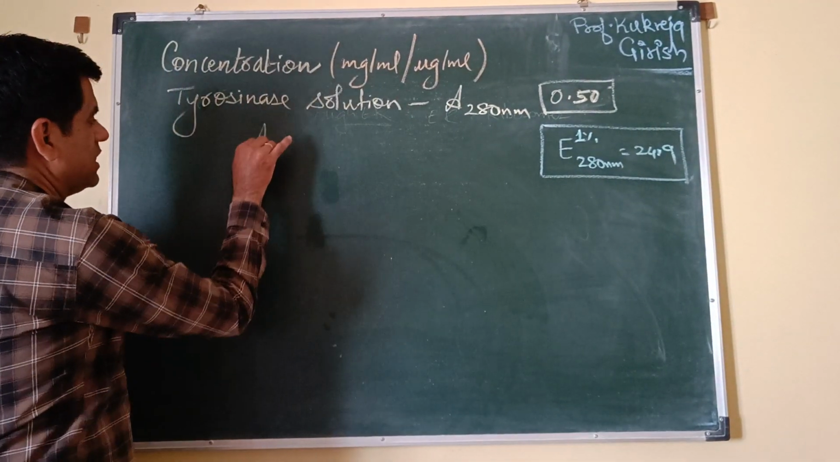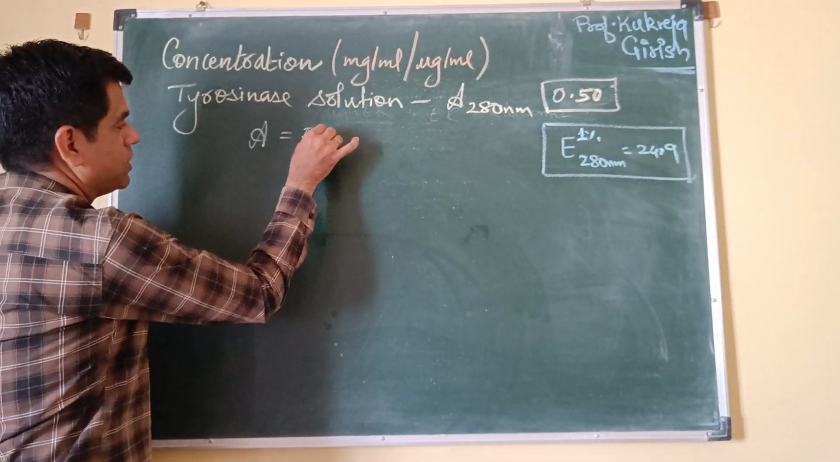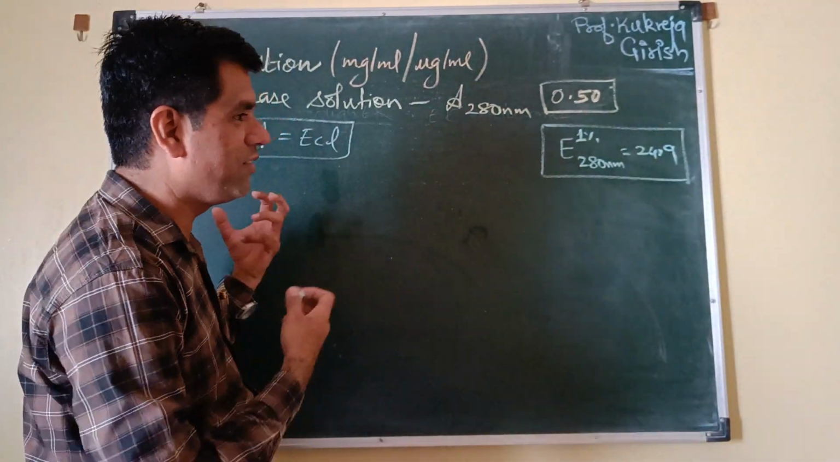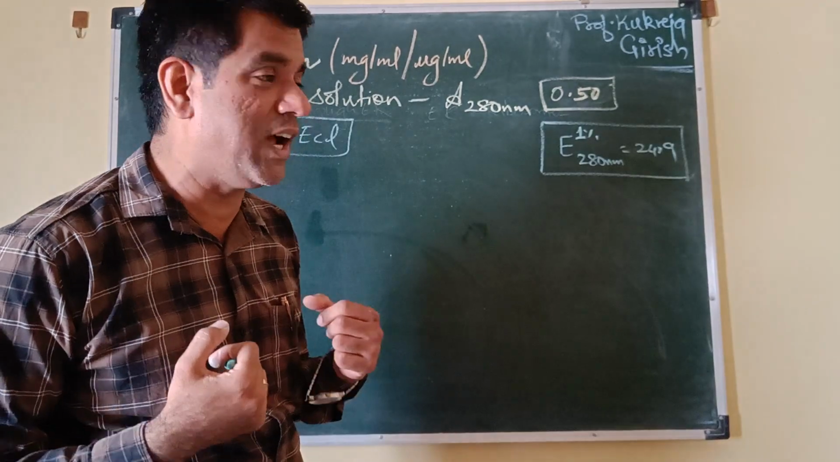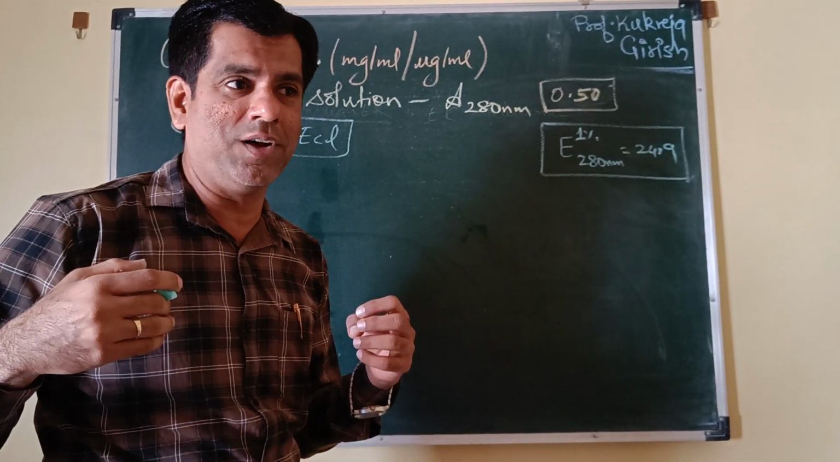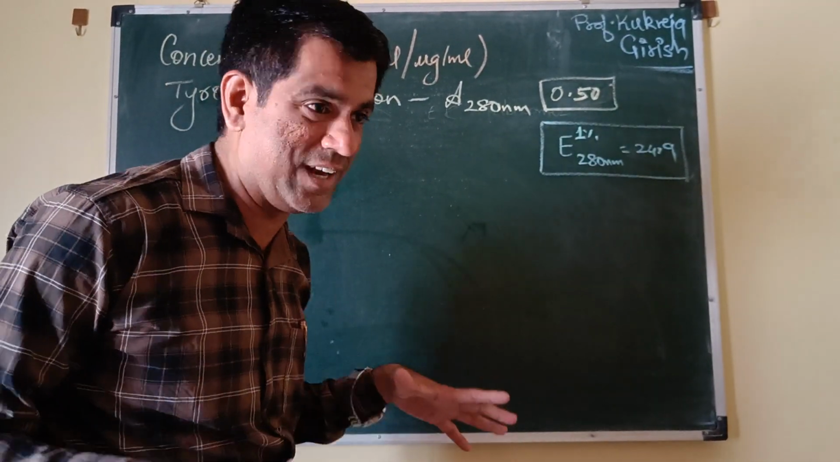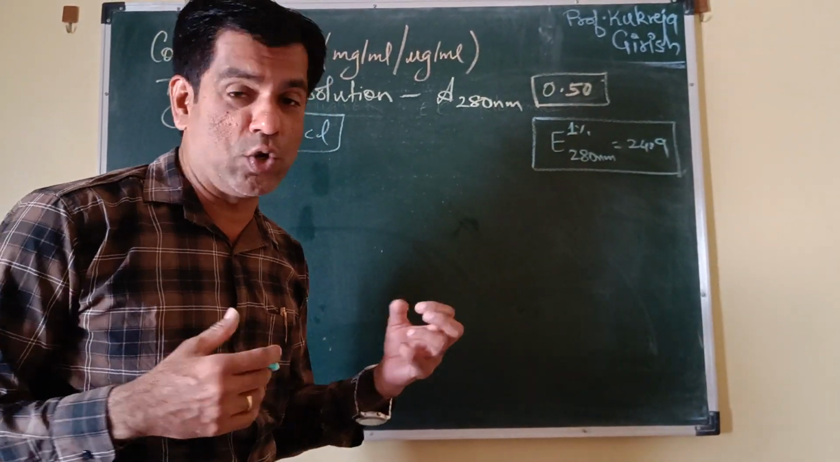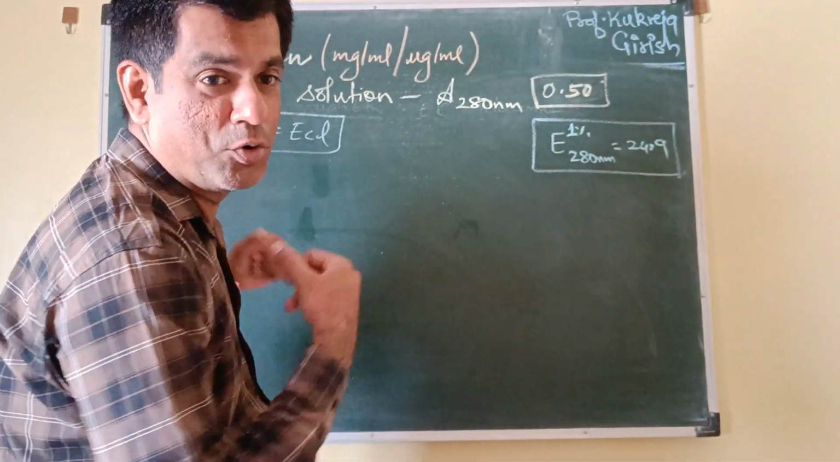With Beer's and Lambert's law, we know that A is equal to epsilon CL. Go back for the derivations and some common questions asked in viva on another video on the same channel. Just search Girish Kukreja, Beer's and Lambert's law, microbiology, and then you'll get to know about this.